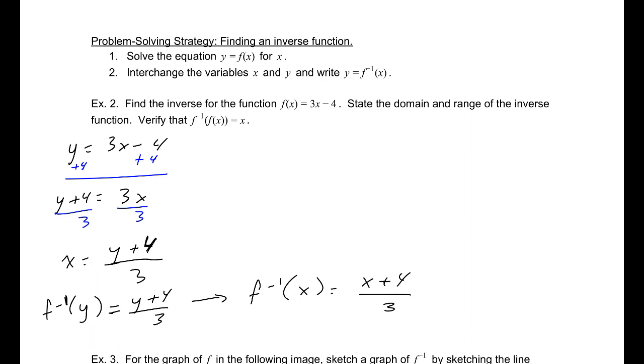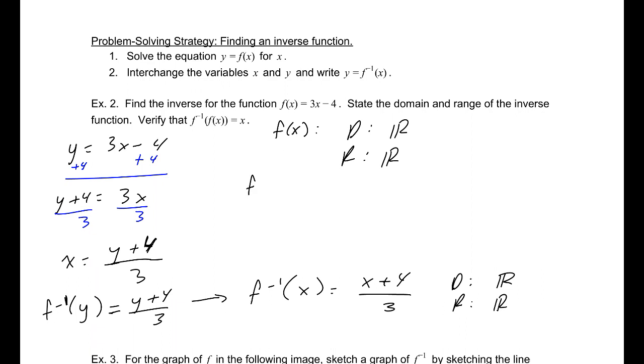Now, the original function had a domain of all real numbers and a range of all real numbers. When you find the domain and range of the inverse function, you interchange the inputs and the outputs, so the domain and range switch. However, in this case, it doesn't look like they did because they were the same to begin with. Now, the last part that we want to do is verify f inverse of f of x equals x.